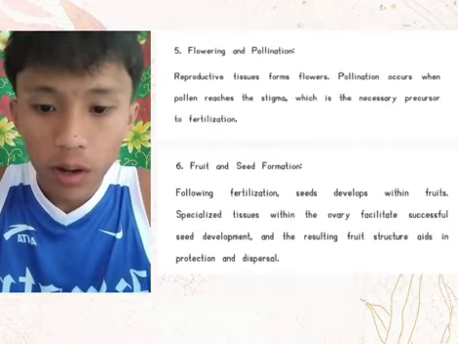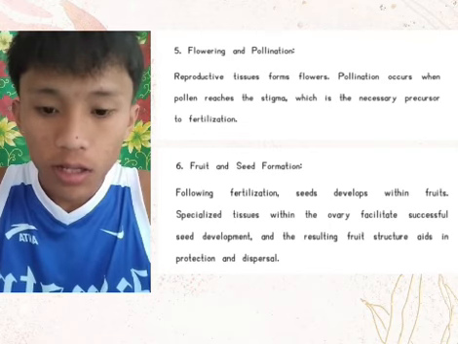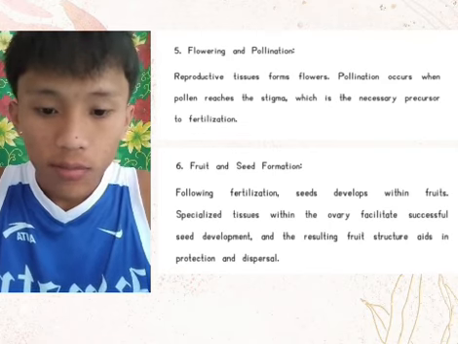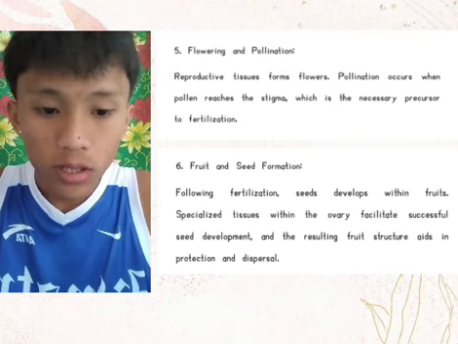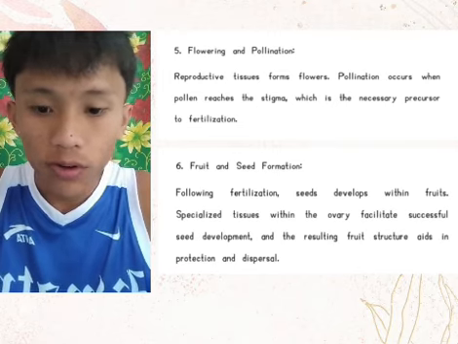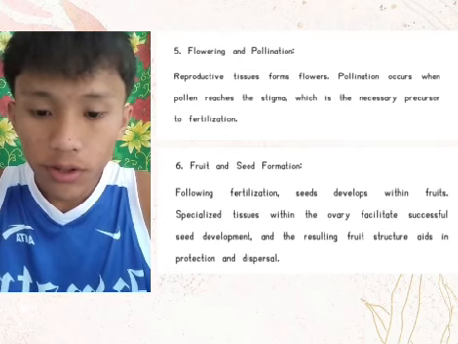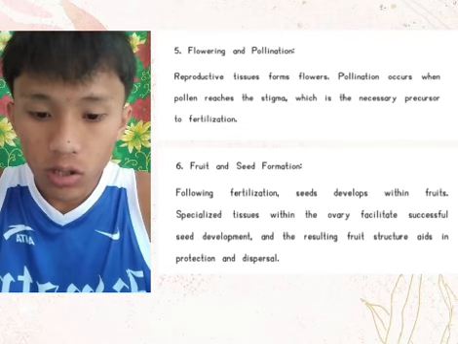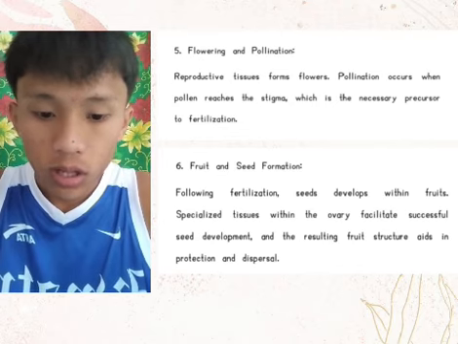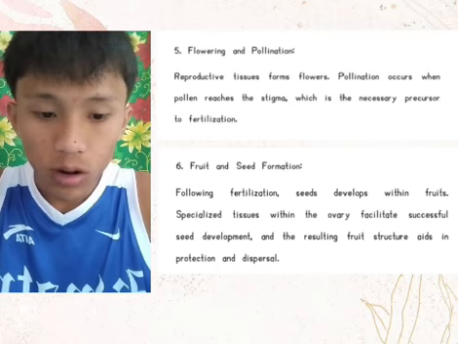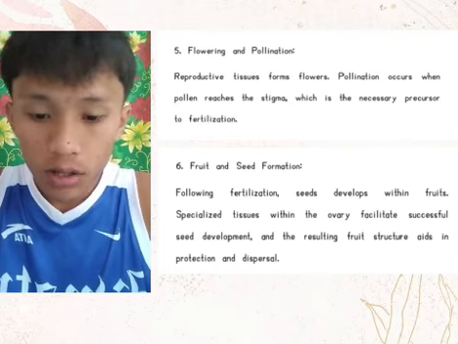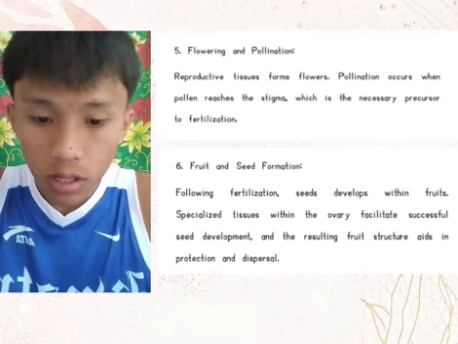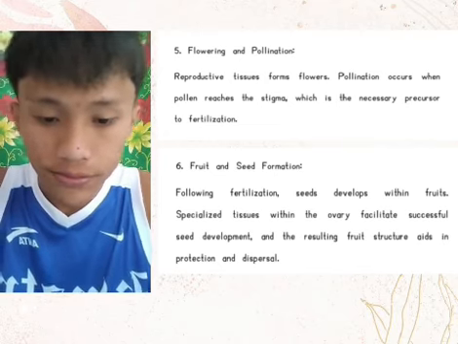Number 5. Flowering and pollination. Reproductive tissues form flowers. Pollination occurs when the pollen reaches the stigma, which is the necessary precursor to fertilization. Number 6. Fruit and seed formation. Following fertilization, seeds develop within fruits. Specialized tissues within the ovary facilitate successful seed development, and the resulting fruit structure aids in protection and dispersal.